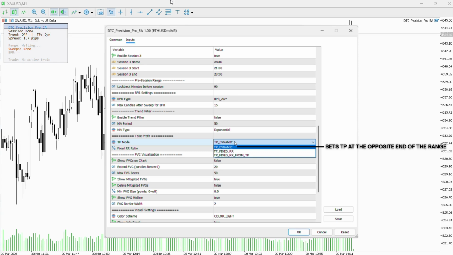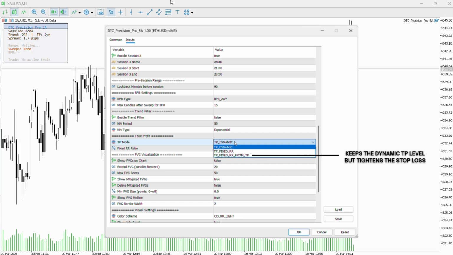This often gives the best R to R. Fixed RR lets you set a specific ratio like 2 or 3. And fixed RR from TP keeps the dynamic TP level, but tightens the stop loss to achieve your desired ratio. Use this one carefully since tighter stops mean higher chance of getting stopped out.